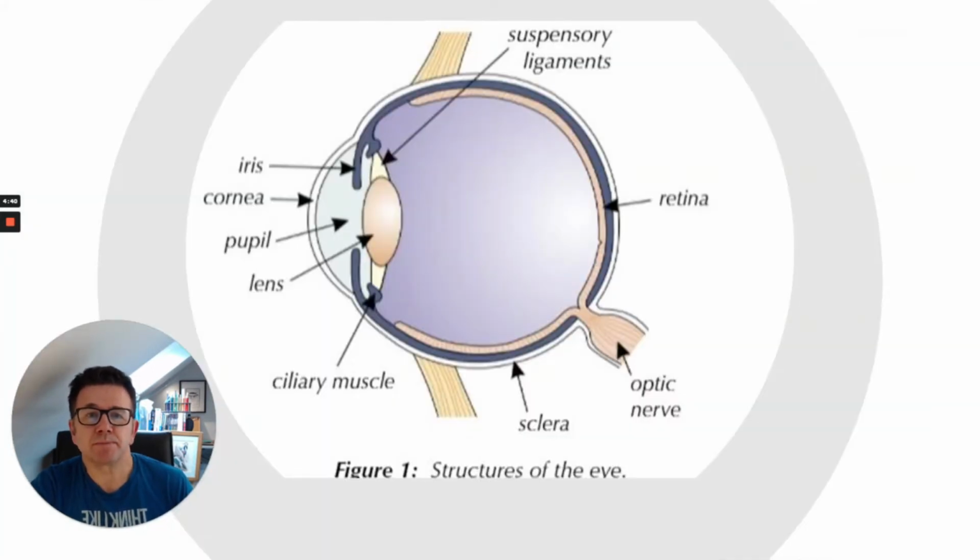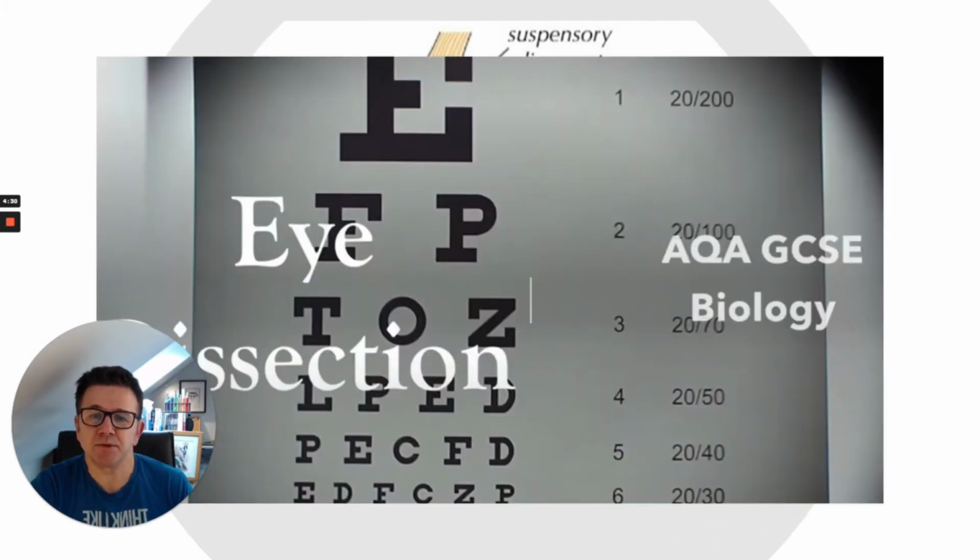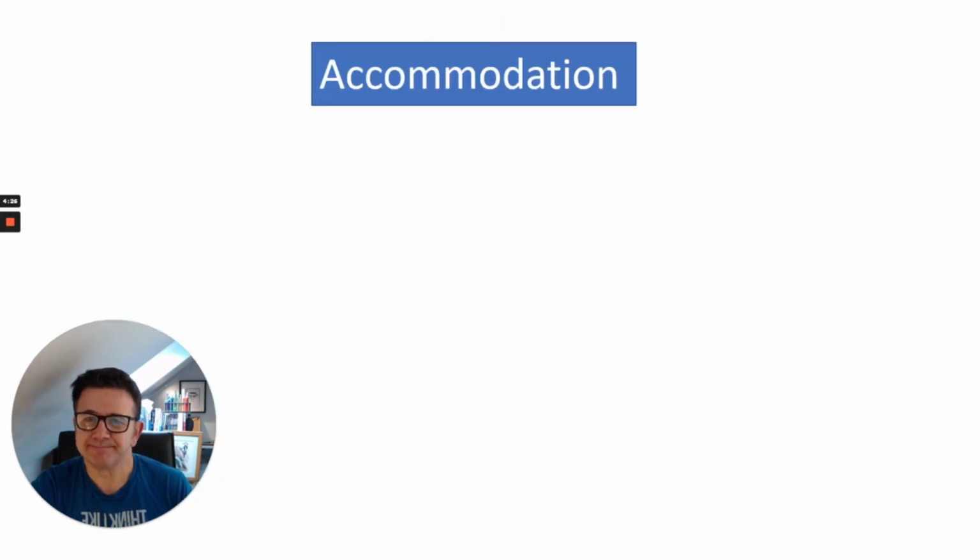Right, so if you'd watched part 1, you will know about the structures of the eye, the functions of the different structures, and how to do an eye dissection. If you haven't seen that already, then please do check out part 1, eye dissection. Okay, let's get on to accommodation.